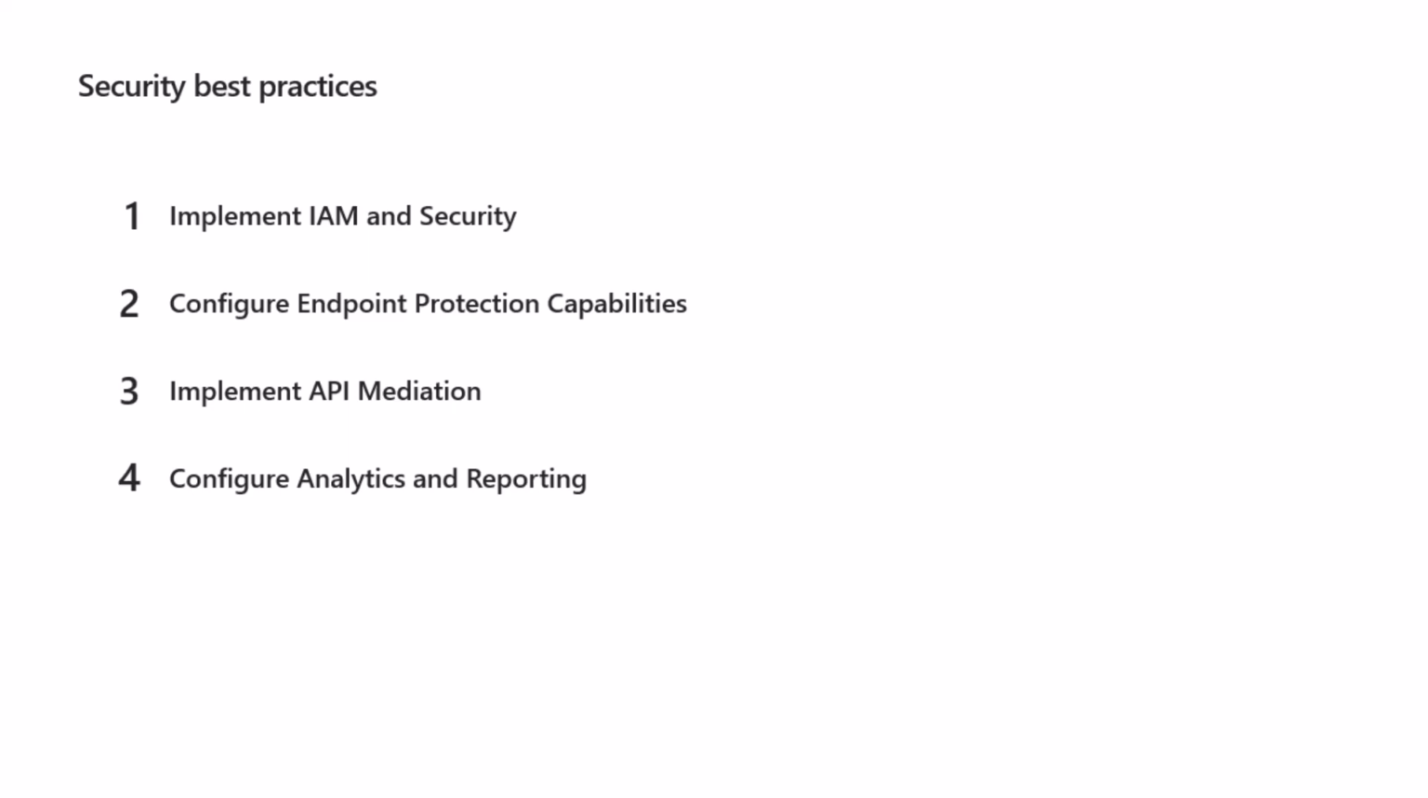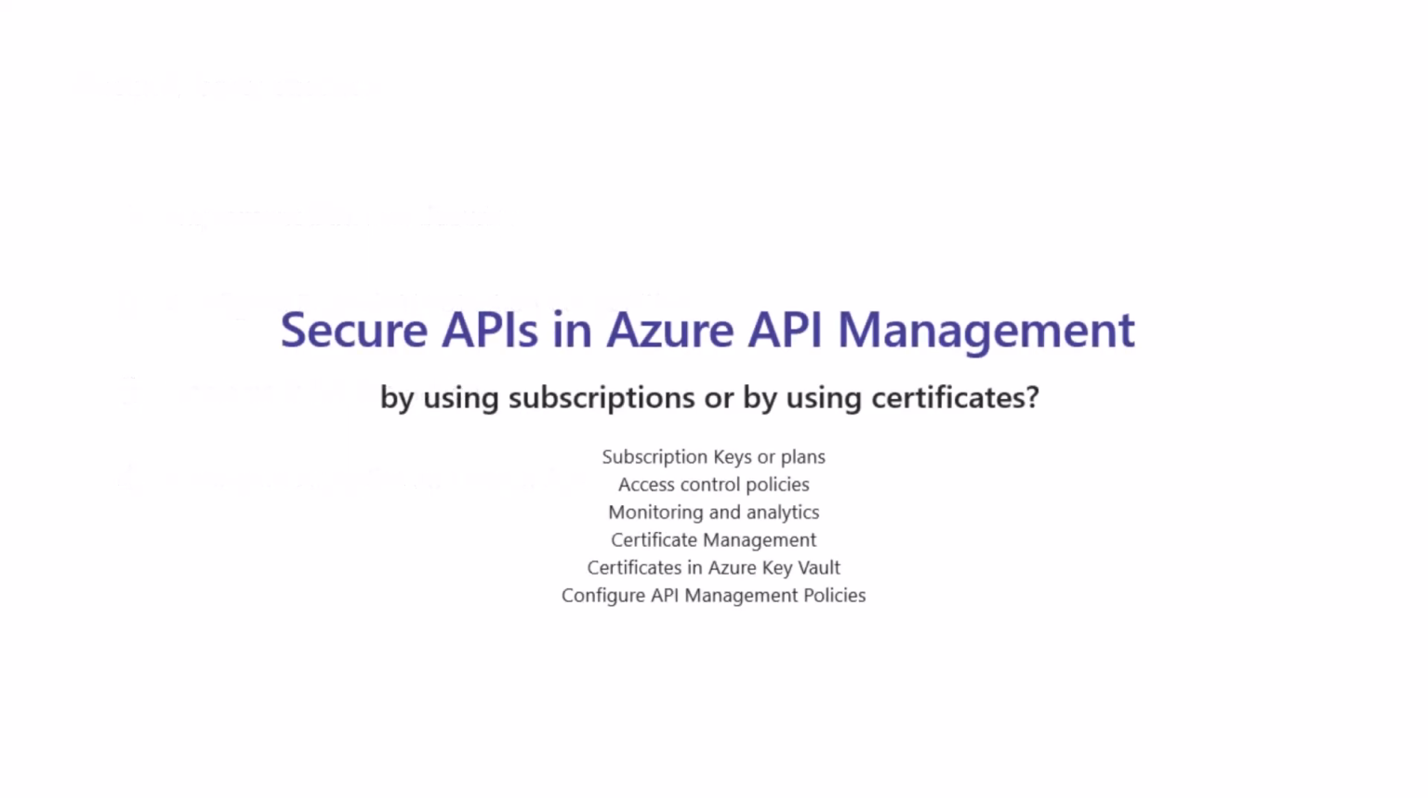And to secure APIs in Azure API Management, you have two methods, let's say. It's by using subscriptions or by using certificates. Subscription key or plan, access control policies, we will talk about monitoring analytics, certificate management, certificates in Azure Key Vault, or we just configure API management policies to secure our APIs, to secure our platform.